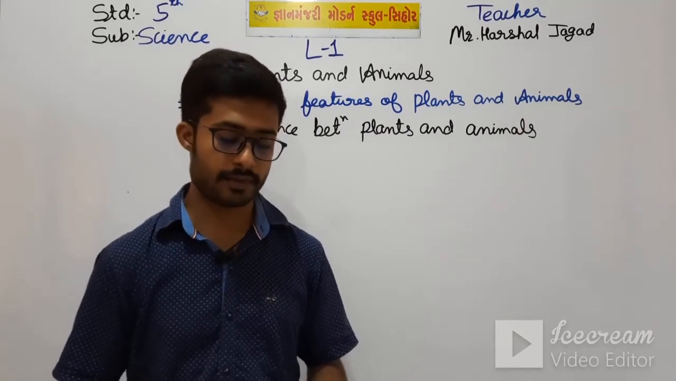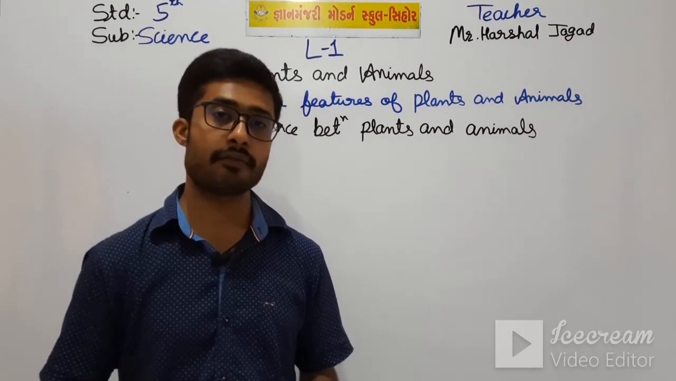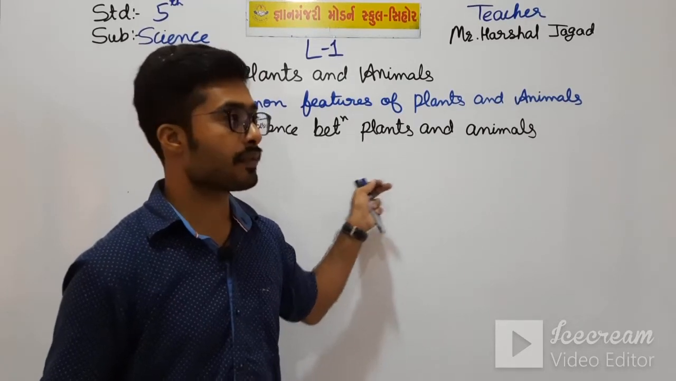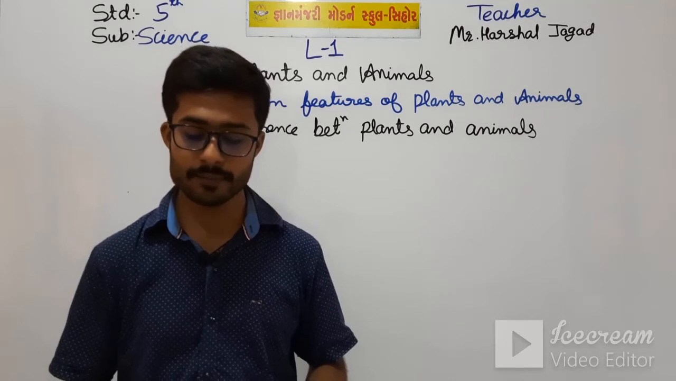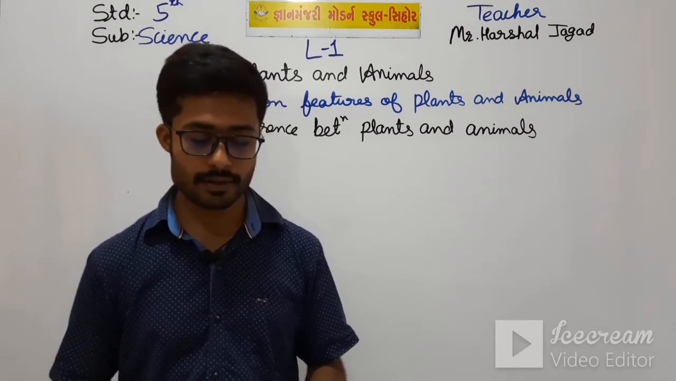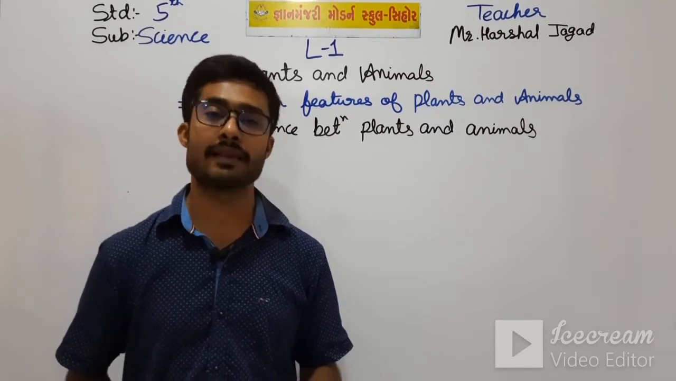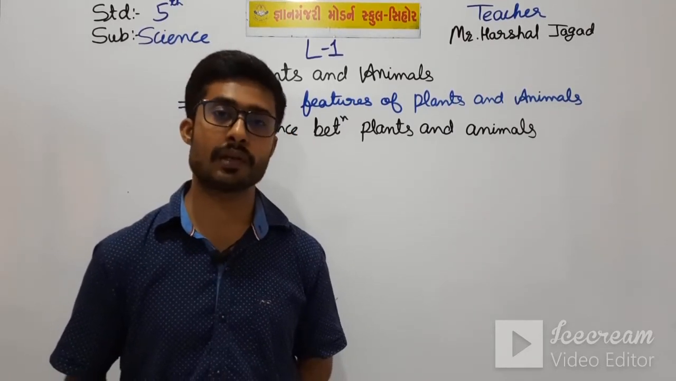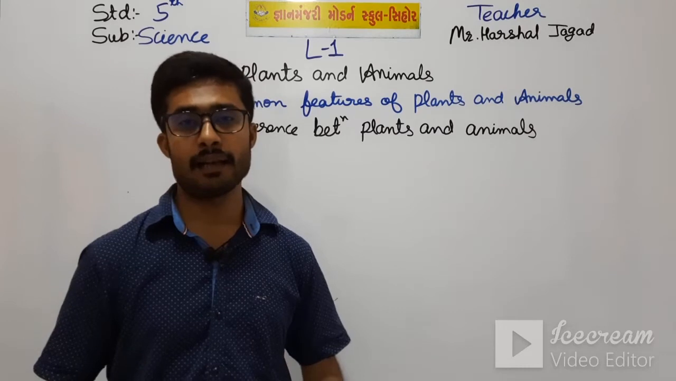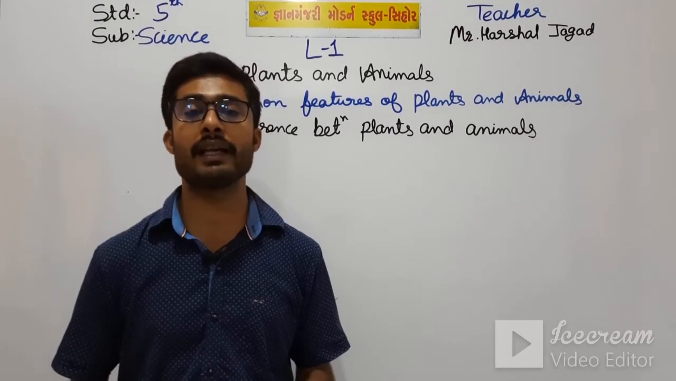Okay students, plants are fixed to the ground, but some parts of the plant show movement. Plants are fixed, meaning their roots are fixed to the ground, but some parts like branches and leaves move slightly. Animals move from one place to another for their food and shelter. Plants do not have sense organs, but they feel and respond to some stimuli. Animals have sense organs that help them to see, hear, feel and smell. They respond very quickly to stimuli.